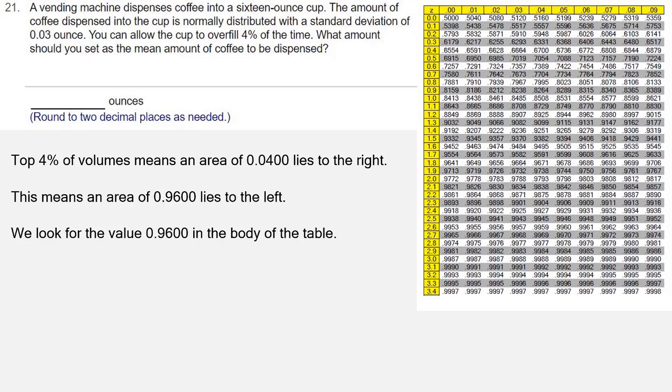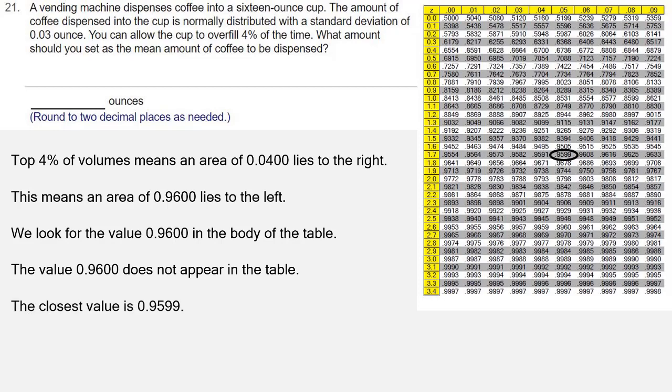We look for the 0.9600, and unfortunately it's not in the table. But there is a value that's very close to it, and that would be 0.9599. That corresponds to a z-score of 1.75.